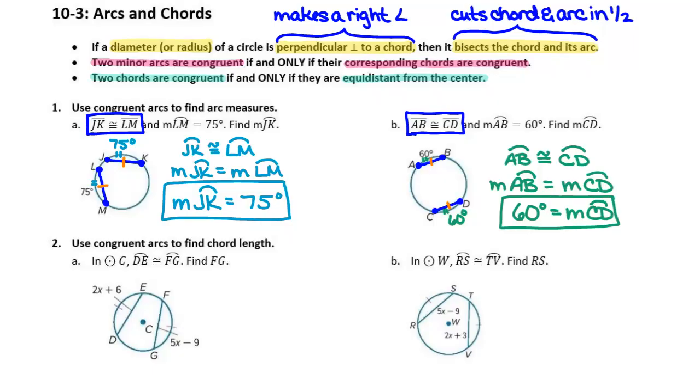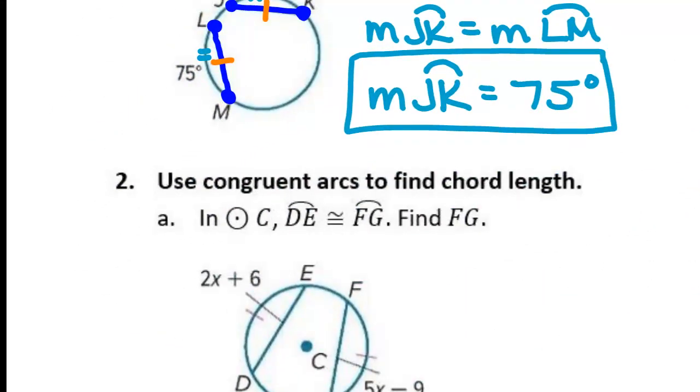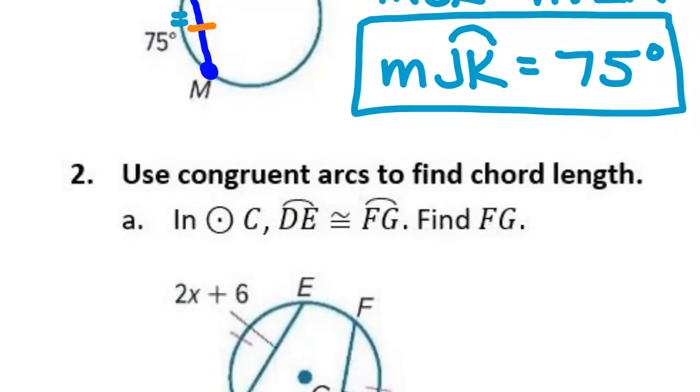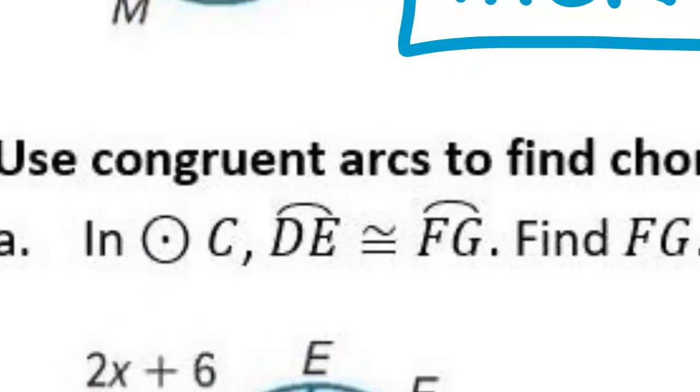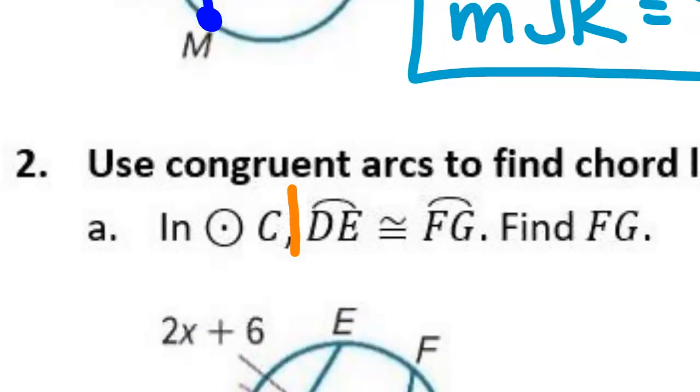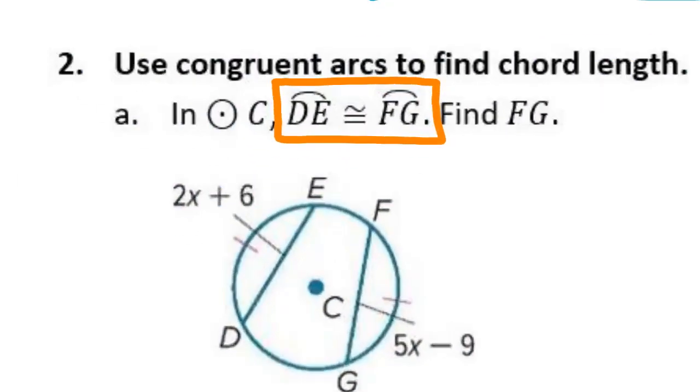In number 1, both parts A and B, they told me about chords being congruent. Are they telling me about chords being congruent down in number 2, part A? Are they still telling us about chords? What's this symbol right here mean? Arc. So what are they telling us is congruent? Arc DE and arc FG.